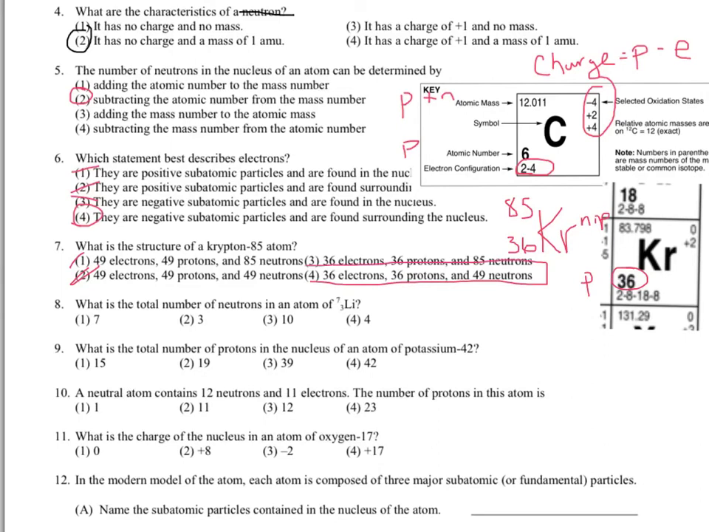Notice that we also have 36 electrons, because whenever we have a neutral atom, protons, positive charges, must equal electrons, negative charges. In lithium 7, they give us the similar structure, but here they're only asked for the neutrons. So we're simply going to go and subtract 3 from 7 to get 4.